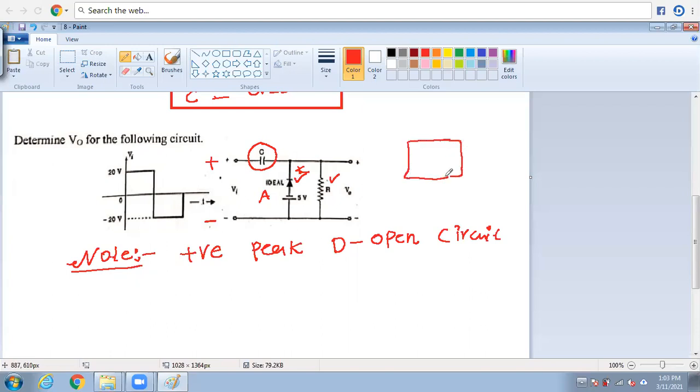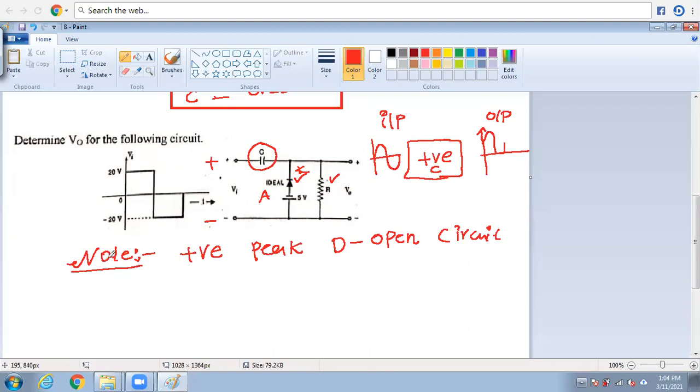What happens in a positive clamper? If you apply the input signal like this, we can expect the output signal to look like this. This is the positive clamper. This is the level of DC. No need to write this reference level. This is the input waveform, and this is the output waveform. Whatever input voltage we give, we get the same output voltage here also.